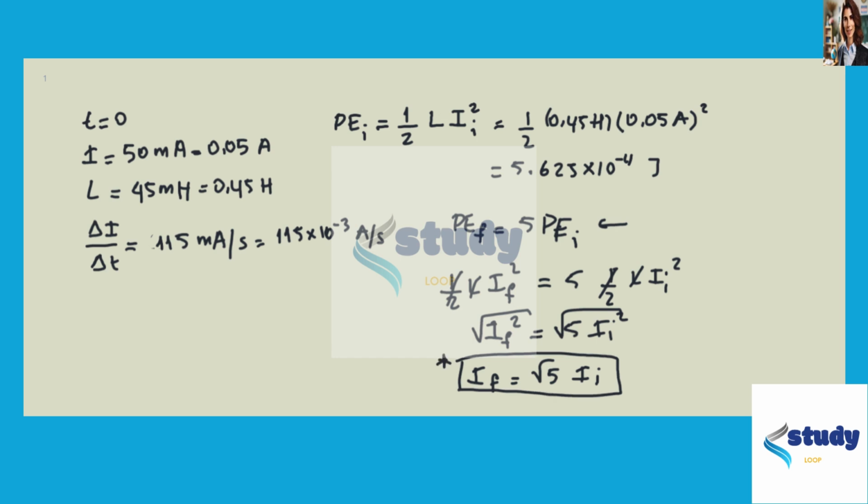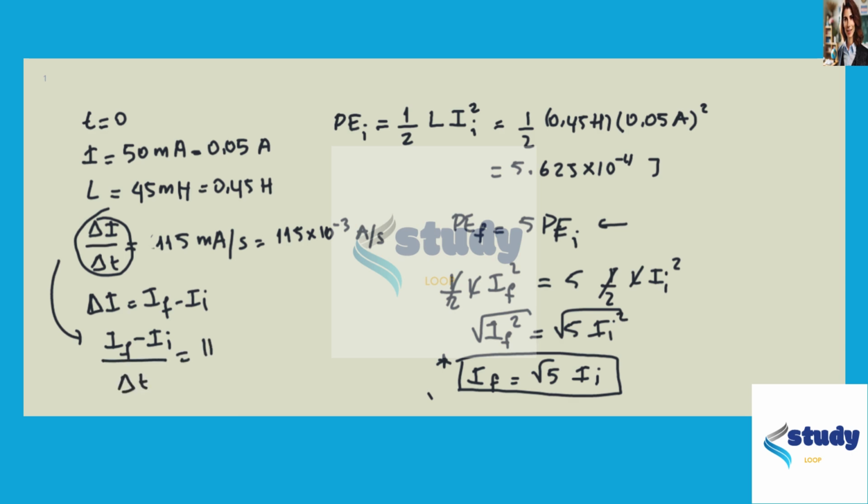And then in order to get the time interval, of course, we're going to have to deal with this ratio over here. As you know, delta I means final minus initial. So writing this equation, the final minus initial current divided by delta T, this is what we're looking for, is also given to us as 115 times 10 to the power of -3 amps per second. And now we can plug in for the final current in this equation.